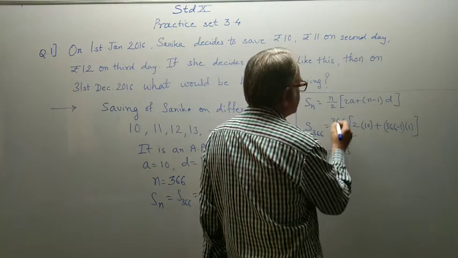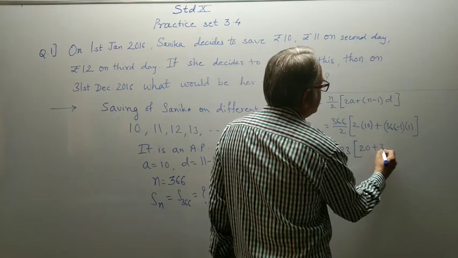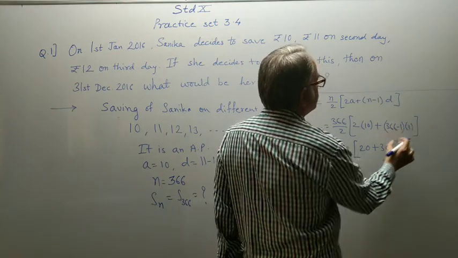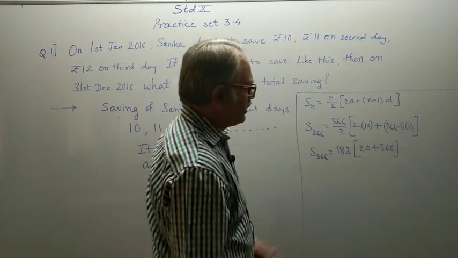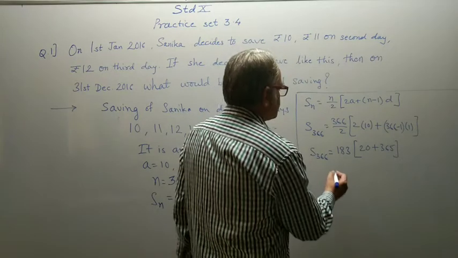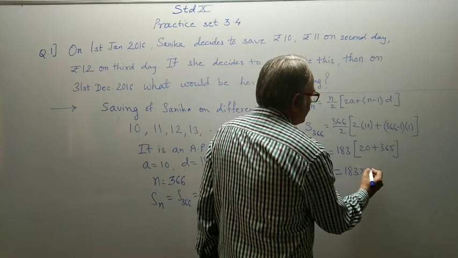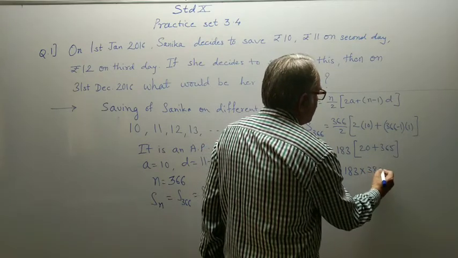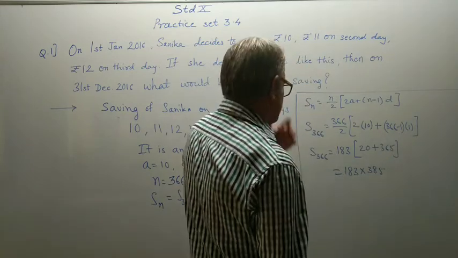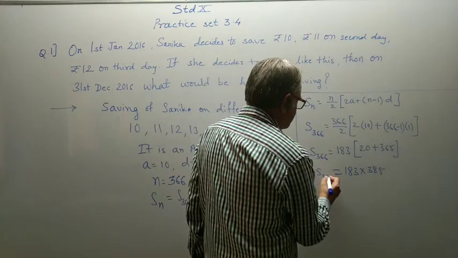183, 366 upon 2 into bracket 20 plus 365 into 1 is 365. This 365 into 1 is easy, so directly we did. Inner part of the bracket 365 multiplied by 1, 365. So total, how much is her saving? 183 into 385. Inside part of the bracket first. According to BODMAS rule, bracket first. And now we have to multiply this and write.